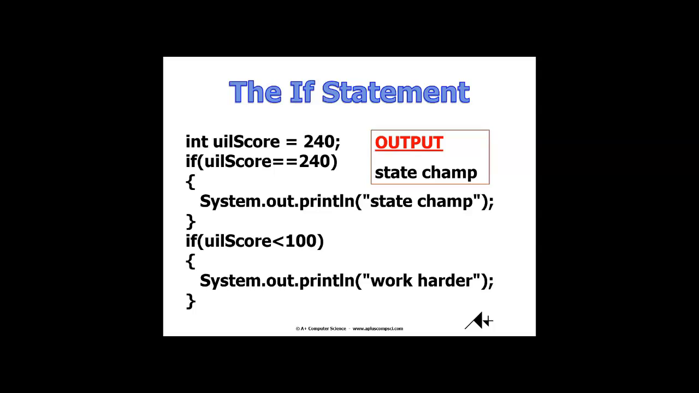Here we've got some more examples. This time we're checking equality on the UIL score. If you do UIL contest, 240 is the best you can get on the written parts. That's why I added that in there; you're a state champ if you get that. Just some fun stuff to look at. And then we have if UIL score is less than 100, you've got to do some work because that would not be a very good score. So that's just a couple more examples.